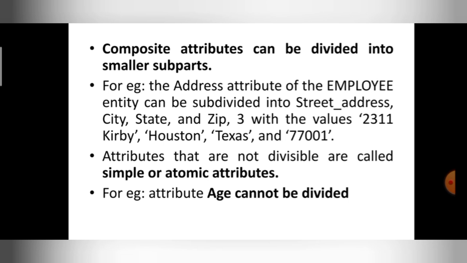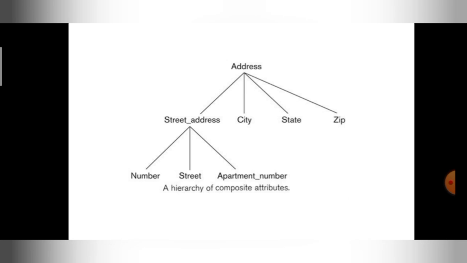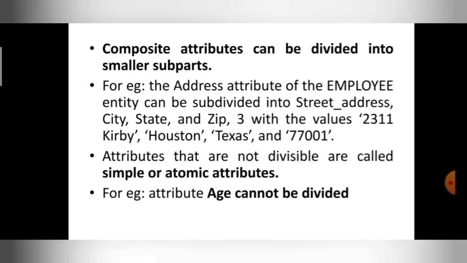See here, composite attributes. Composite attributes are attributes that can be divided into subparts. For example, address. Address is an attribute that can be divided into subparts. For example, address can be divided into street address, city, state, zip. Again, street address can be divided into street number, apartment number, like that. So these types of attributes are called composite attributes. These attributes can be divided into subparts. Hope you are understanding. So address is an example of a composite attribute.